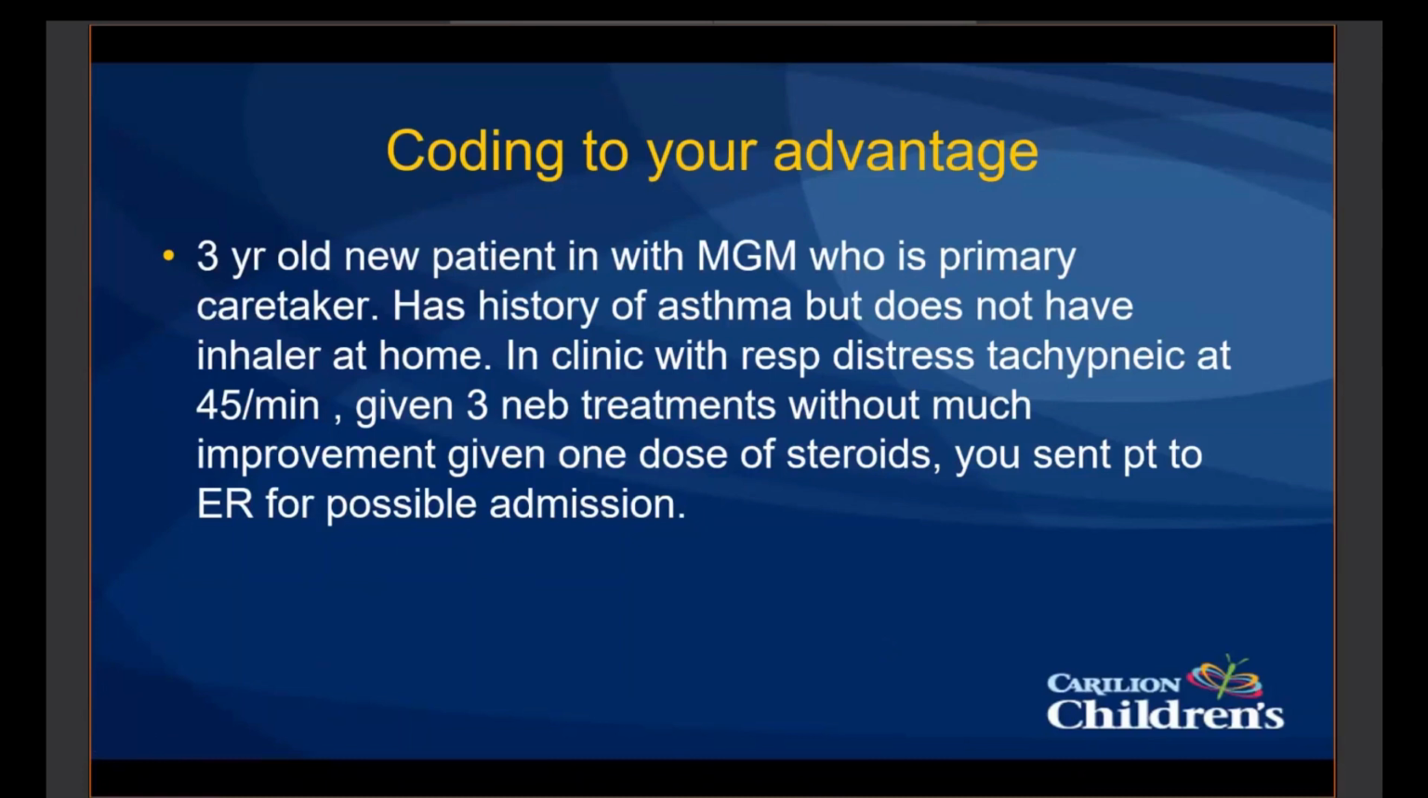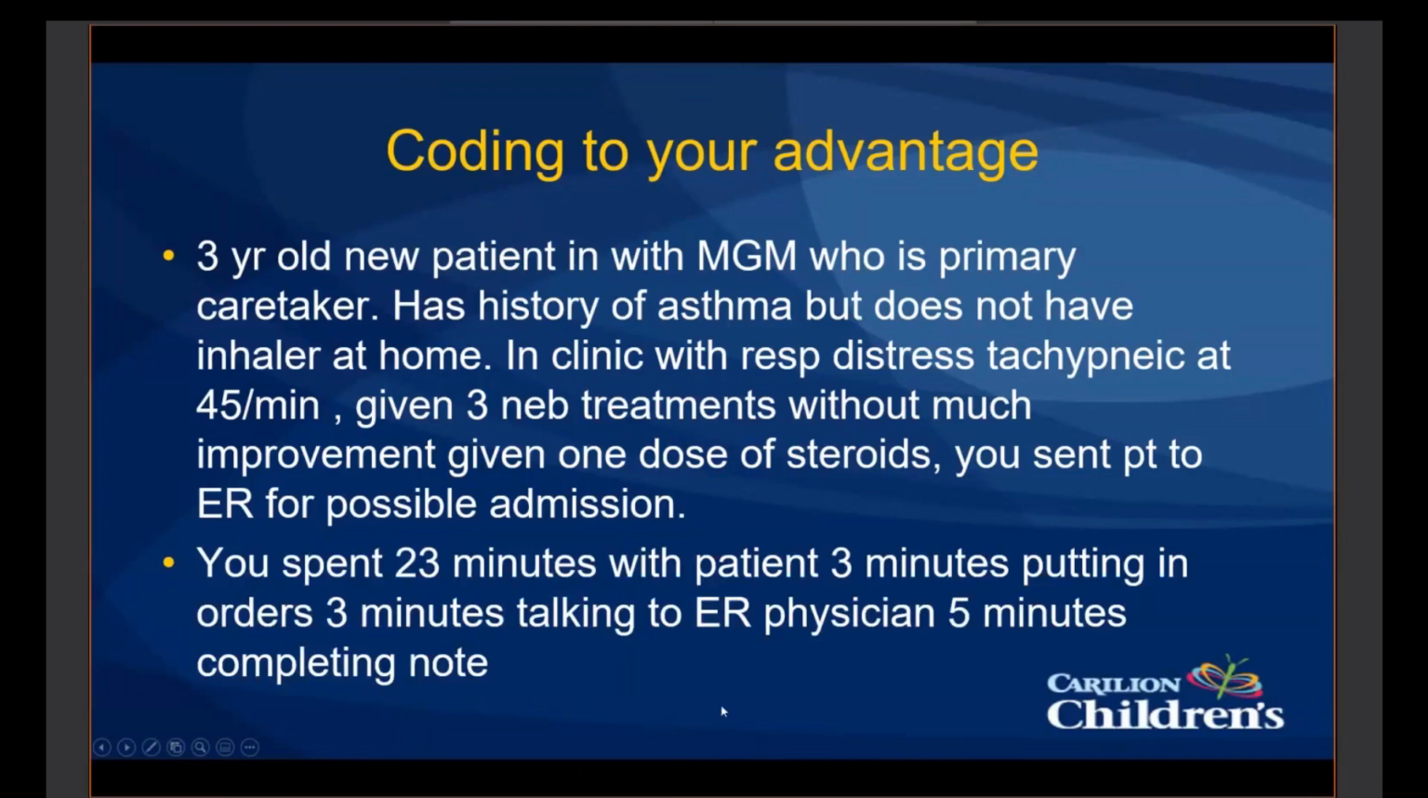If you were to do the complexity of data, it would just be an independent historian. So that would be a level 3 for the data. But the risk of complications is high, because you send this kid to the ER and there would be a decision regarding hospitalization. You thought that this kid might need hospitalization. So this would be a 99205.